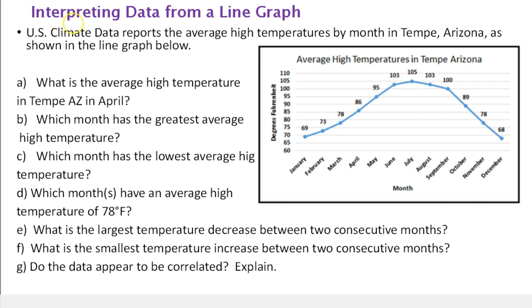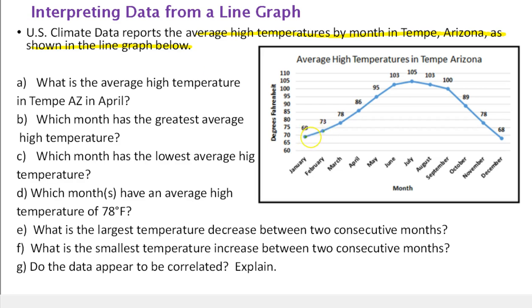In this video, we're going to interpret data from a line graph. U.S. Climate Data reports the average high temperatures by month in Tempe, Arizona, as shown in the line graph below. So this is a line graph. Notice that we're given specific values. The values I found for this chart were for the average high temperature of January, February, March. So that's what the dots represent.